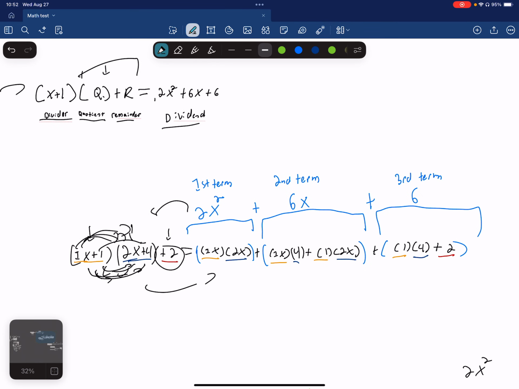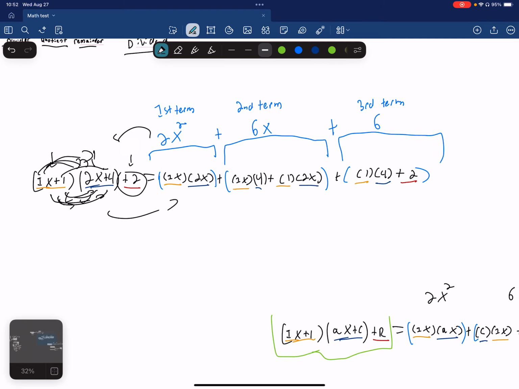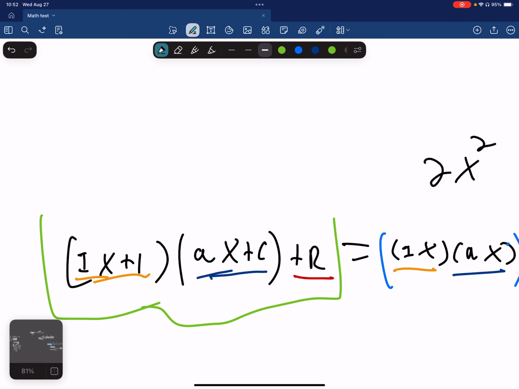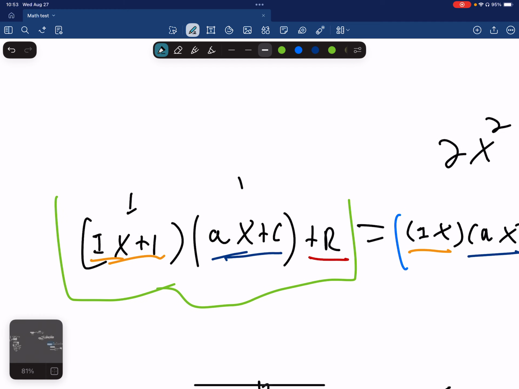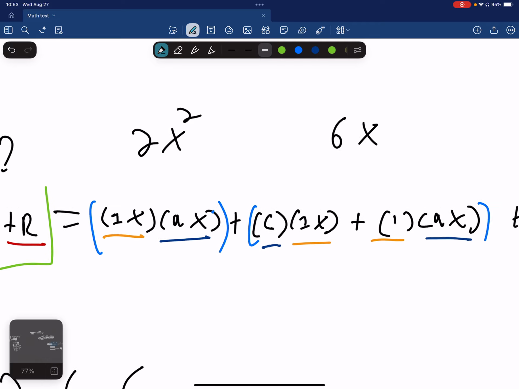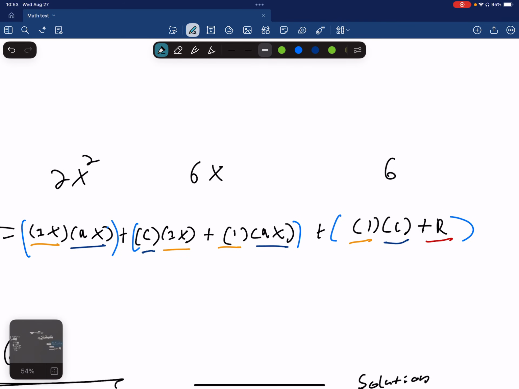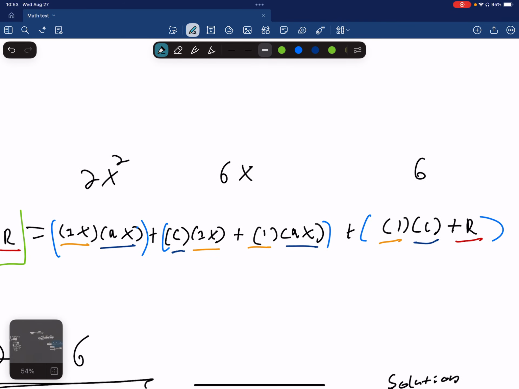Now, this is the actual answer, but when you're doing synthetic division, what you're really doing is you're beginning with this. You know the dividend and the divider, sorry. You don't know the quotient, and you don't know the remainder. Fundamentally, the math is the same, it's just with more variables.